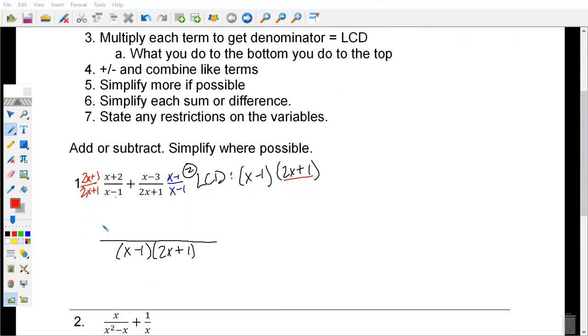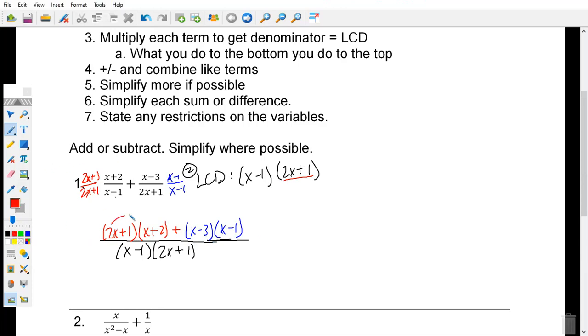In our numerator, we have 2x plus 1 times x plus 2, plus this side, we have x minus 3 times x minus 1. And now instead of two fractions, we have one. So at this point, you're going to multiply and combine like terms, right? We're going to just FOIL our little selves away.